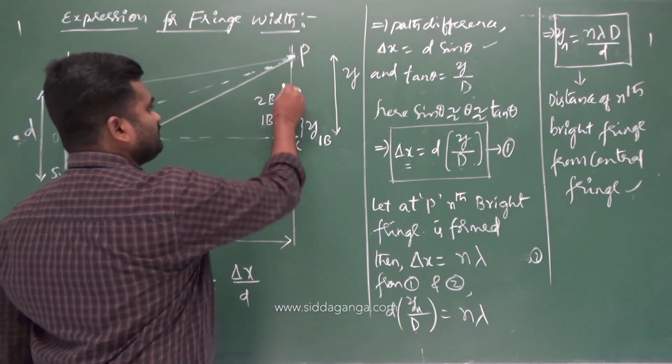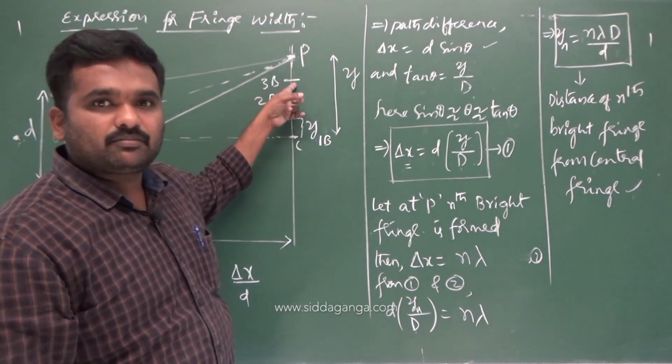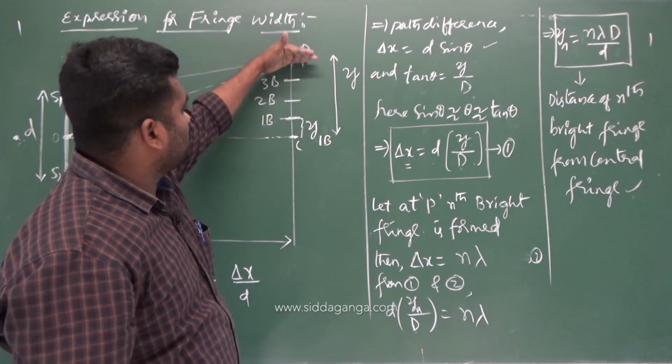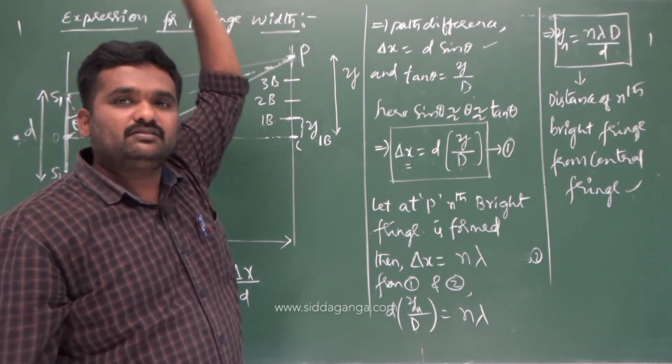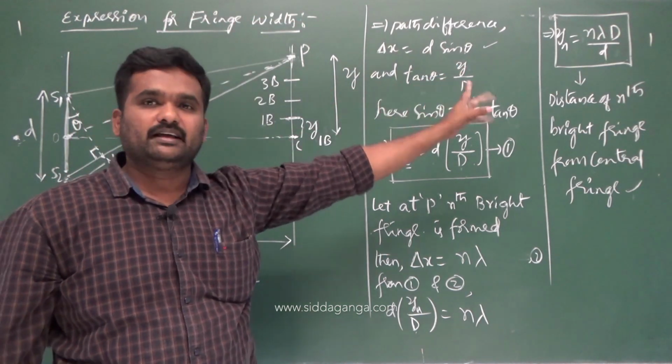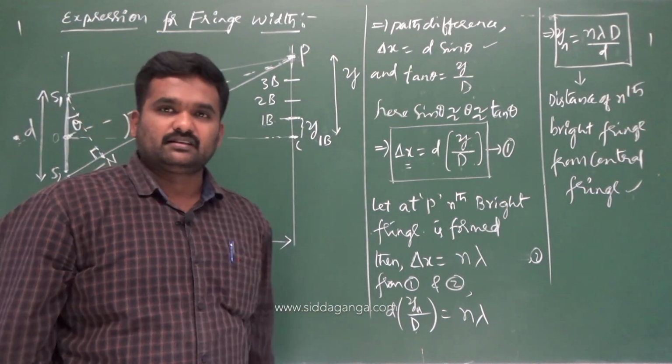Similarly, where will the third bright be formed? Third bright will be formed at a distance of how much? 3 lambda capital D by small d. Similarly, fourth bright, 4 lambda capital D by small d. 5 lambda capital D by small d and so on. Nth bright, n lambda capital D by small d. So that's how we need to write the distance of the nth bright fringe from the central fringe.